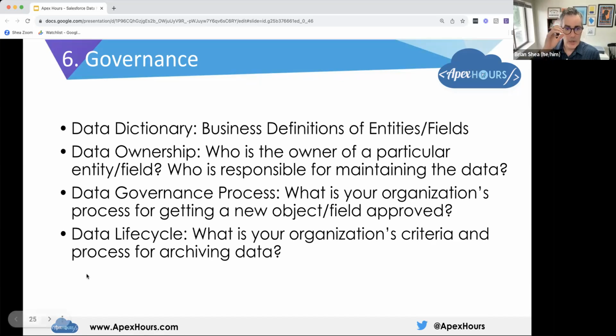And the last point I want to call out here is data lifecycle. What is your organization's criteria and process for archiving data? So it's not just about creation of data, but what is the end of life of data, and how do we archive it for security and performance reasons?